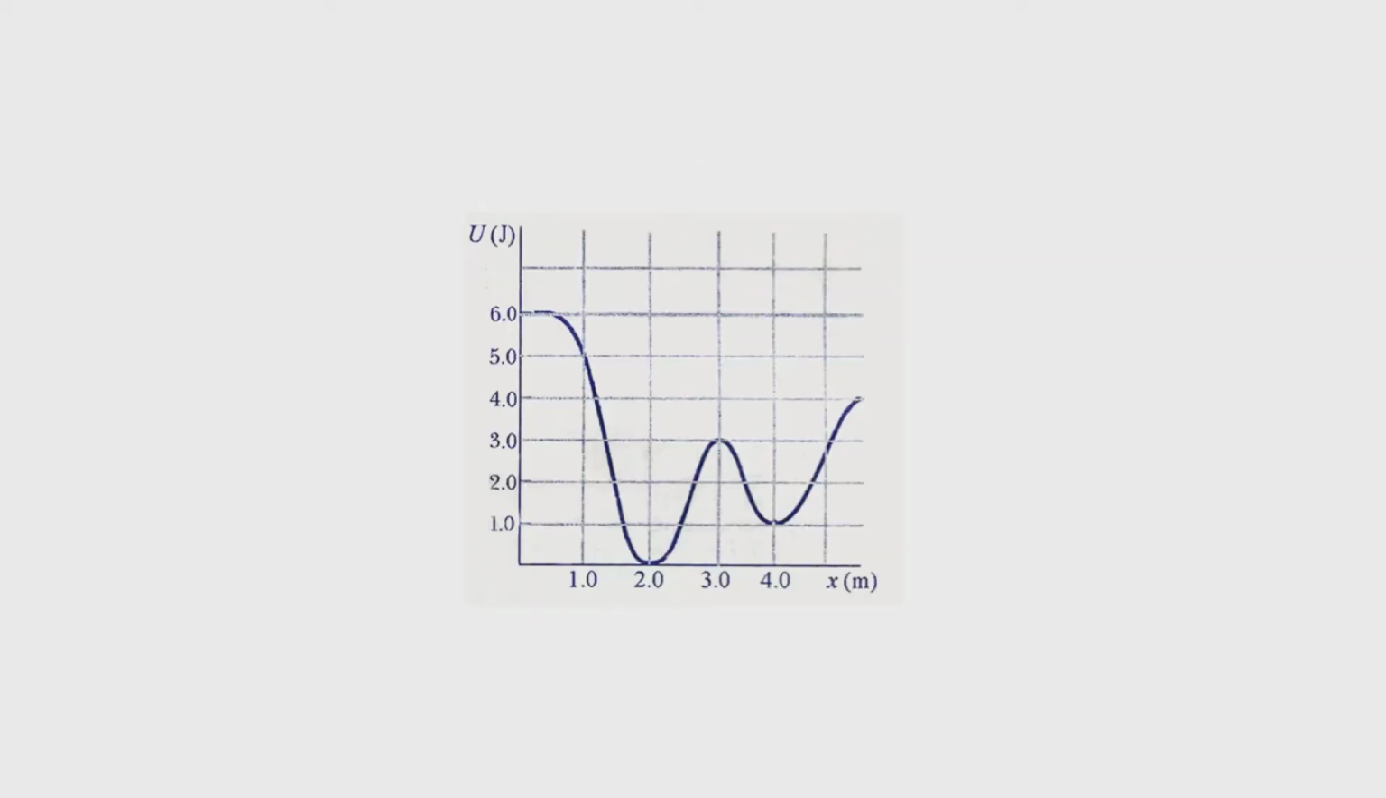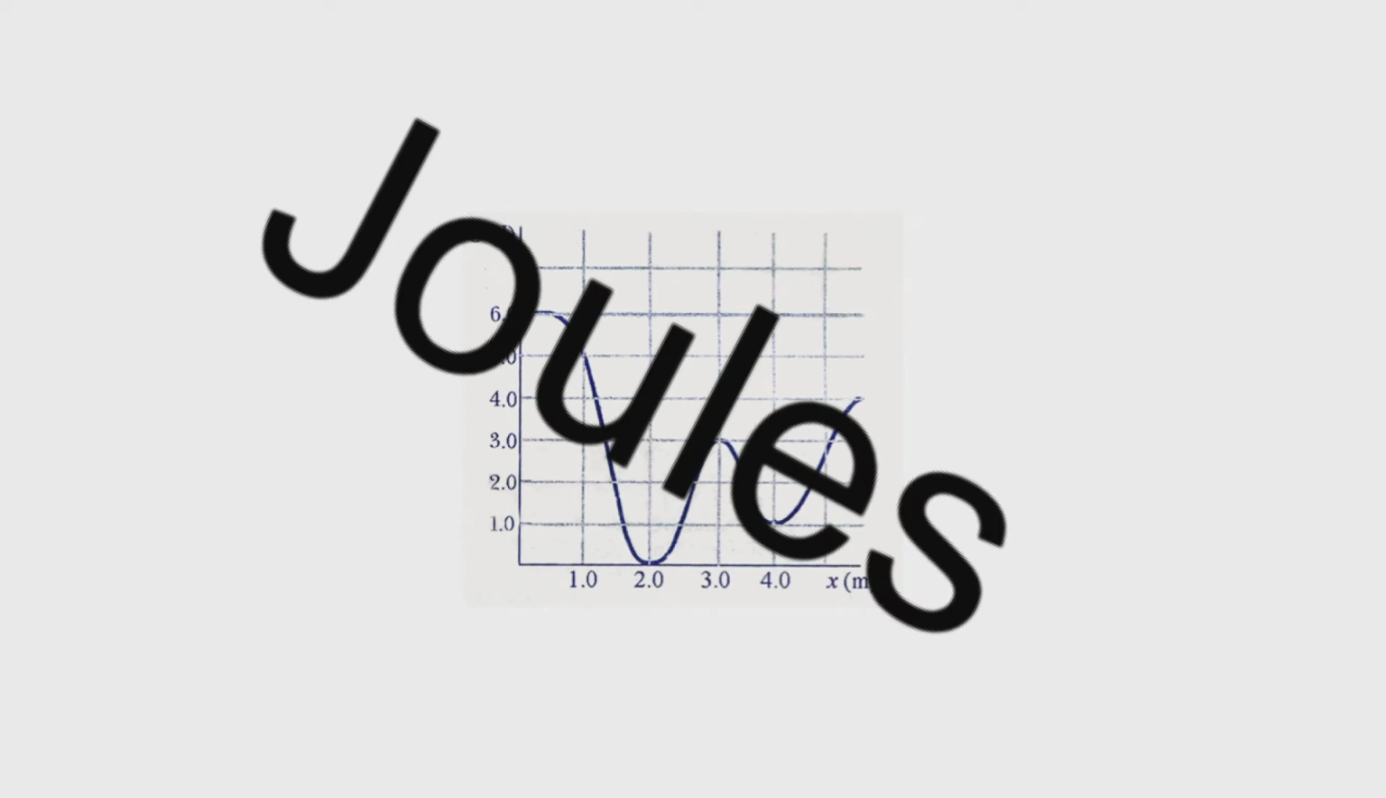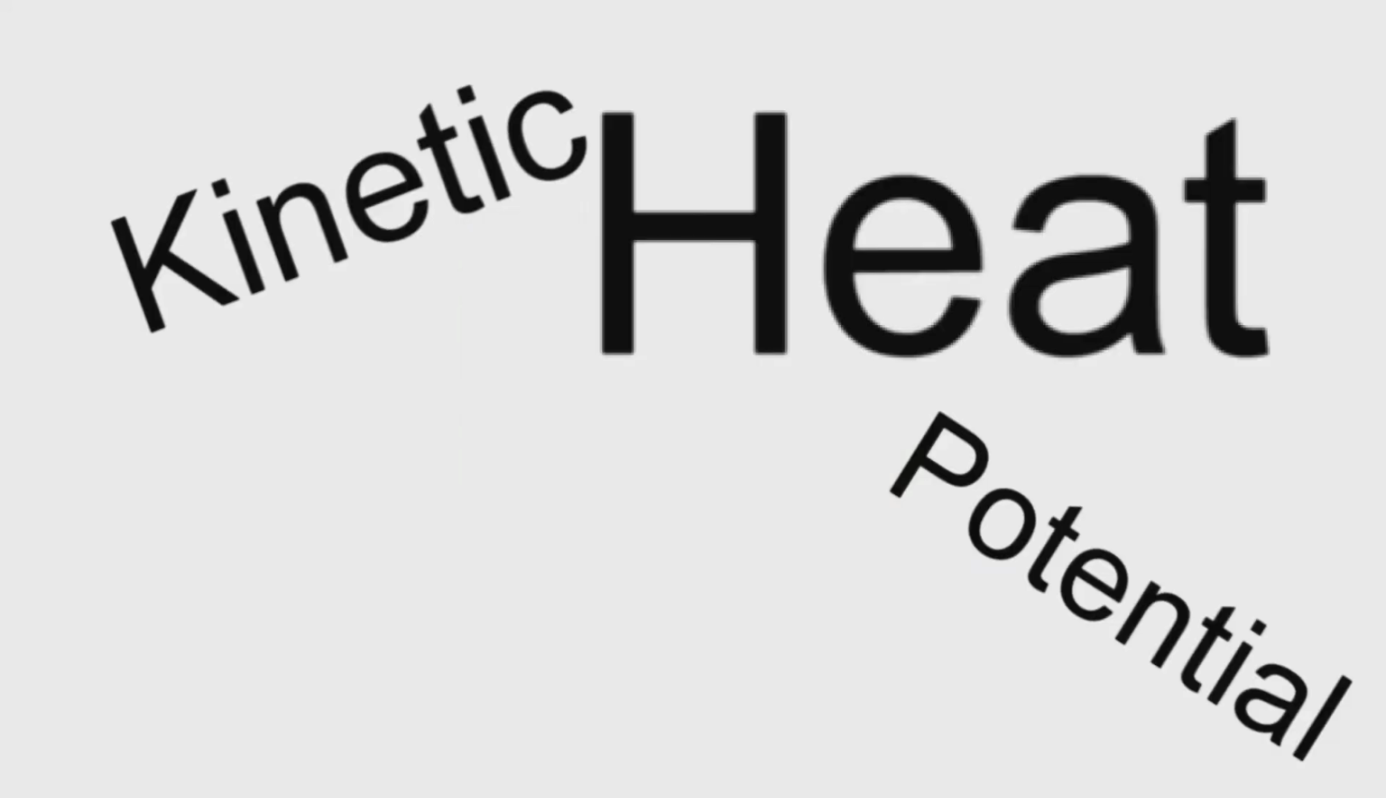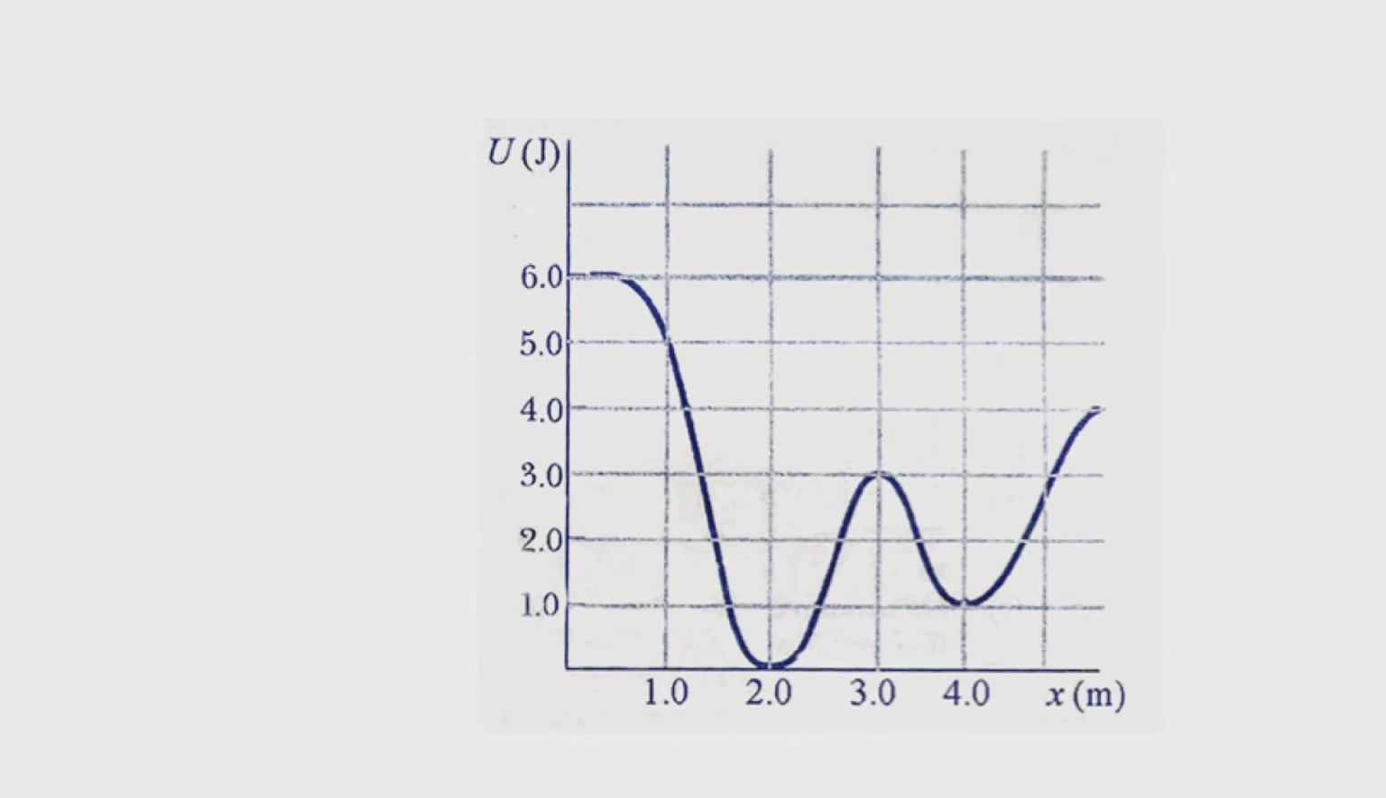If you don't know anything about energy or joules or the types of energy, which are usually kinetic and potential, and sometimes heat, then too bad. I'm going to talk about them anyway. So, graphs involving energy are usually energy over time or energy over position. So let's talk about energy over position.